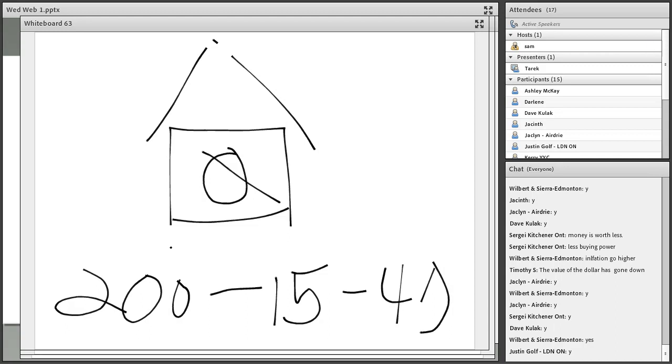Some of the properties are worthless. They're in areas where 5,000 will buy you the house, but the property taxes are going to be more than that. They're going to wipe out the house's value in a couple of years. You'll pay the value of the house in property taxes over those two years.